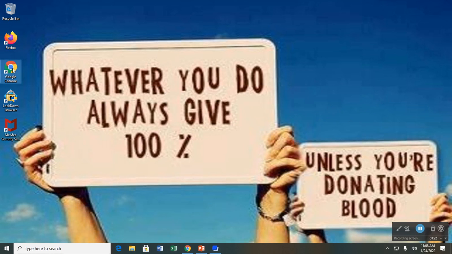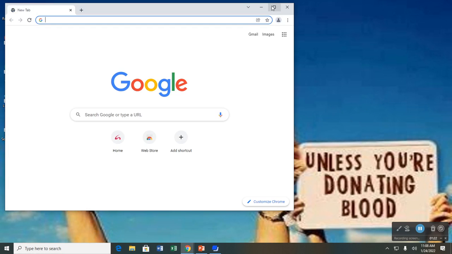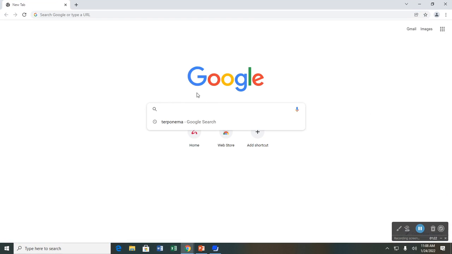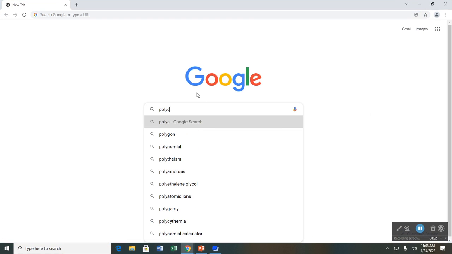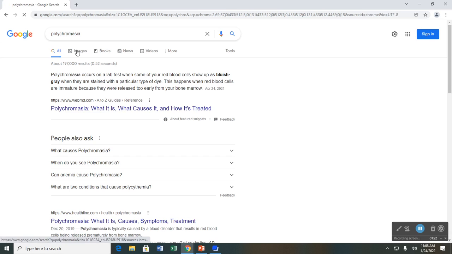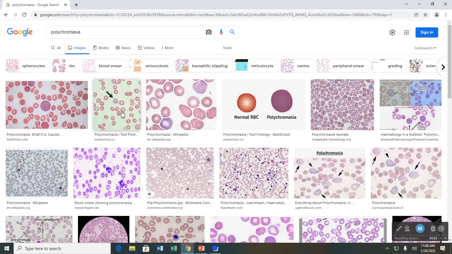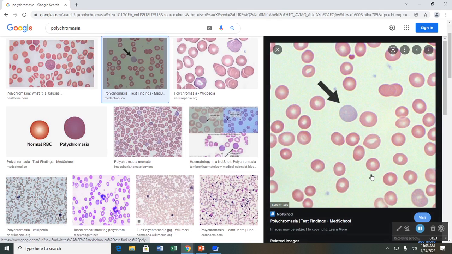So, I'm going to show you polychromasia. Maybe. Polychromasia. All right, that's a good one. So you see the difference in these cells? See how red these are? But then look how blue that one is. I got that blue tinge to it. That's polychromasia. Look how much larger it is compared to those guys also.